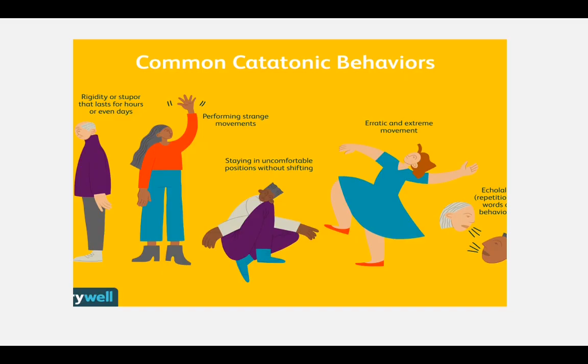It can be either stupor or excitement. Now, what are the common catatonic behaviors? Either they will have rigidity or stupor that lasts for hours or even days, or they may have increased agitation.